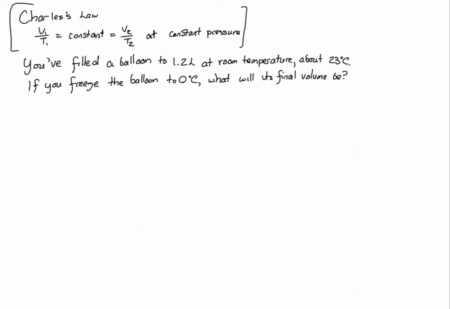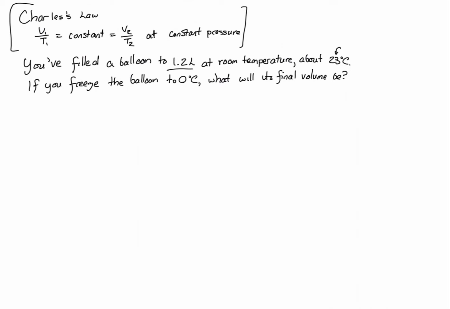Next, we're going to solve Charles' Law. Charles' Law states that volume over temperature equals a constant at constant pressure. So again, volume over temperature in one container of gas will be equal to volume over temperature in another container as long as they're at the same pressure. So suppose you filled a balloon to 1.2 liters at room temperature, which we're going to say is about 23 degrees Celsius. You freeze the balloon to 0 degrees Celsius, and let's figure out what its final volume will be. The first step, since we're working in temperature, is to convert our temperatures to Kelvin.